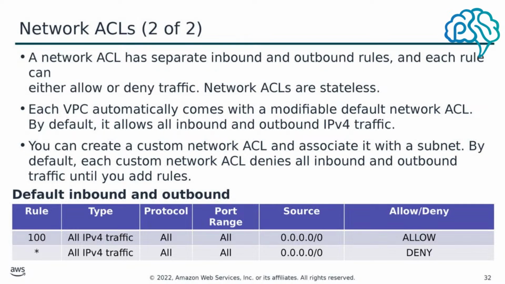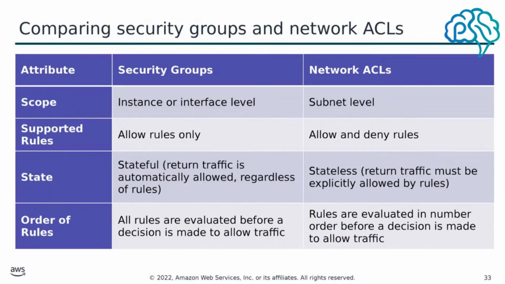These rules are evaluated in number order before a decision is made to allow traffic. The network ACL is going to include a rule whose rule number is an asterisk. This rule ensures that if a packet doesn't match any other rule, it's then denied, and you can't modify or remove this rule. So that's also an important thing to consider. That's an optional but advanced form of security.